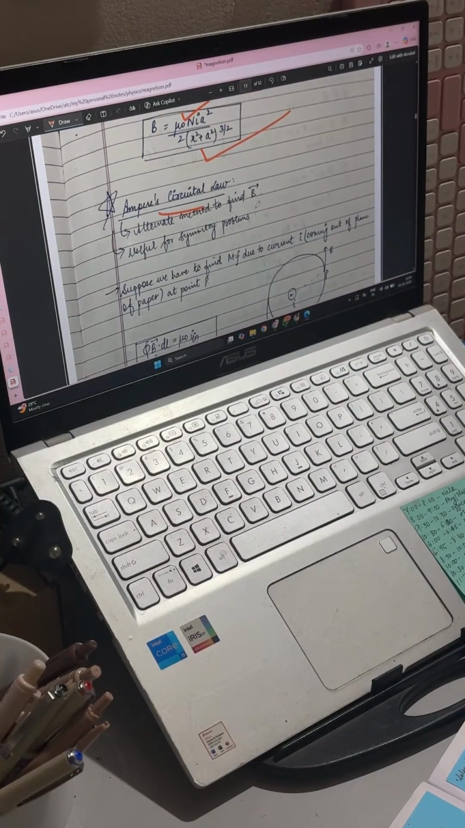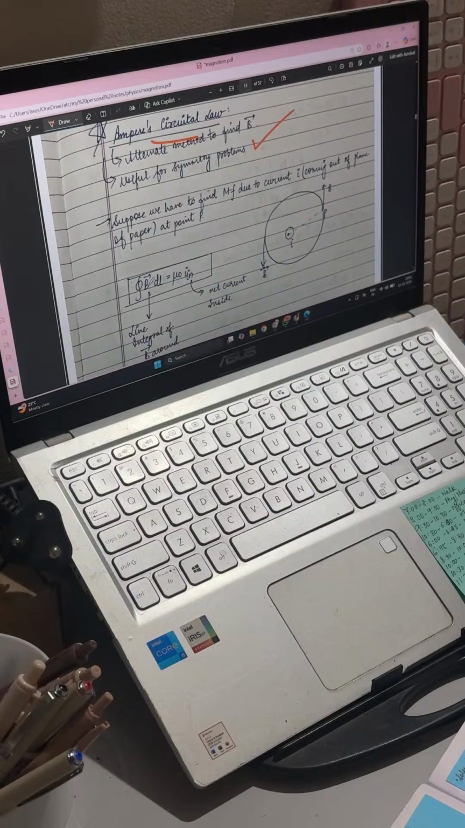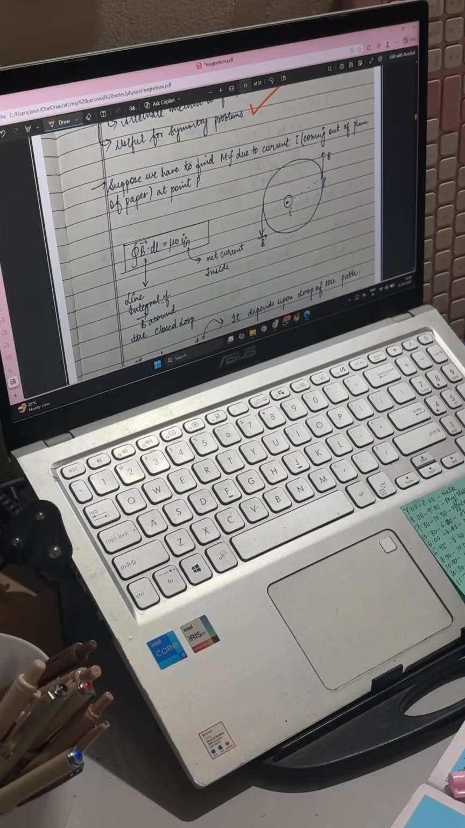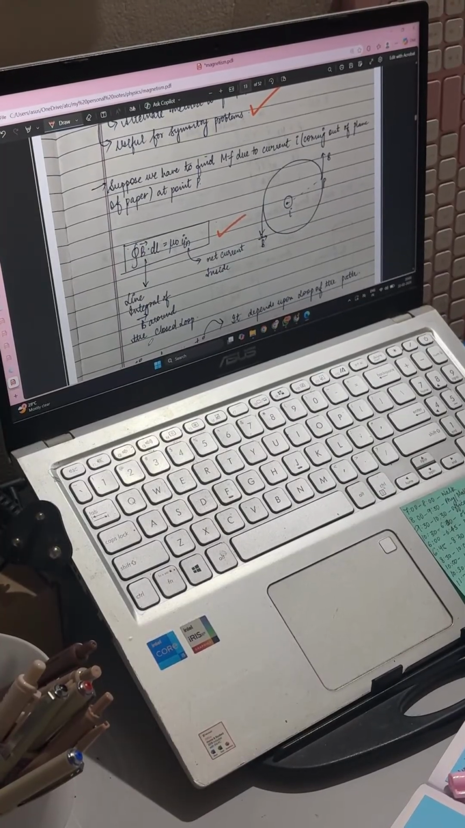This is an alternate way to find B, useful for symmetric problems. This says B dot dl is equal to mu naught I. So it means कि अगर मैं क्लोज लूप के अराउंड मैग्नेटिक फील्ड का इंटीग्रल फाइंड कर लूँ, तो यू गेट द नेट करंट इनसाइड, दैट्स इट। You find the line integral of B around the closed loop, you get the net current inside.